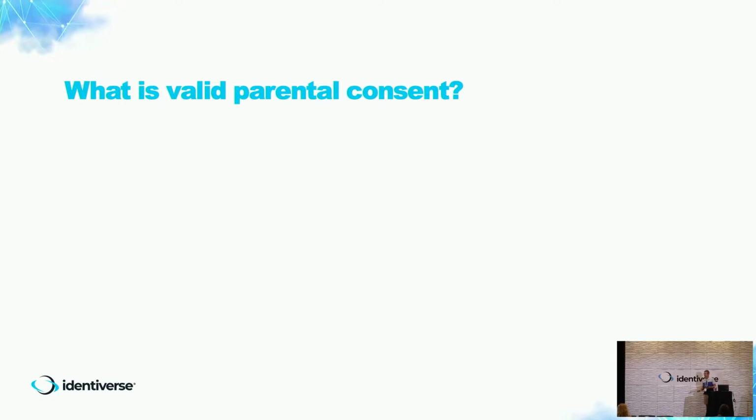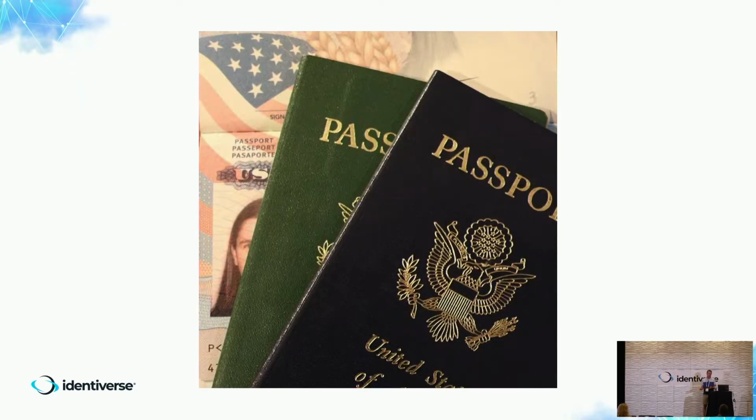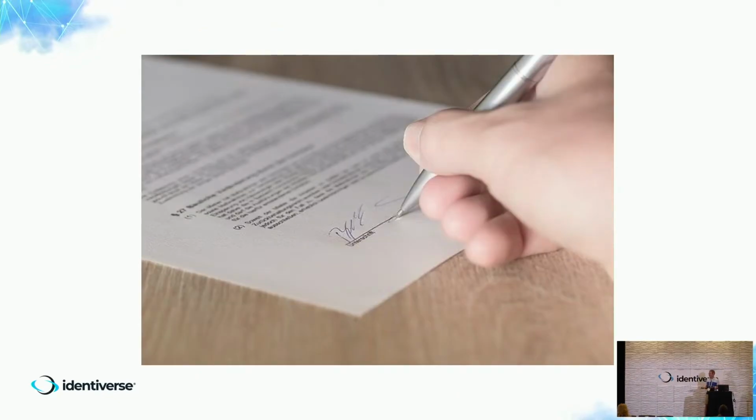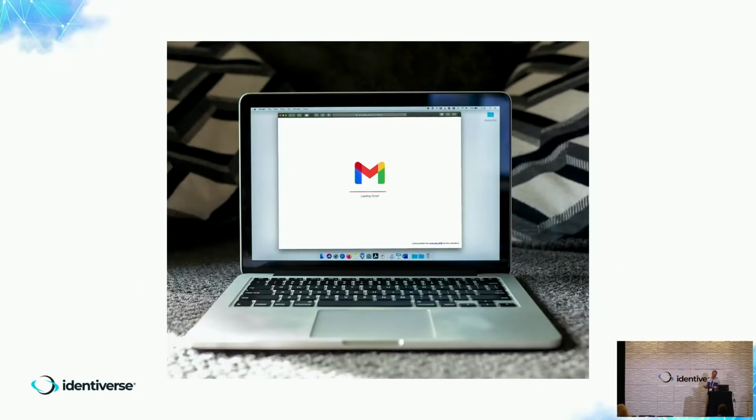What is valid parental consent? Well, the FTC has done a pretty good job of outlining some specific activities that you can take to get parental consent. It can range from things that are kind of old school, like actually comparing a government ID to the person who's offering the consent, or signing a permission slip, which, still, I've signed permission slips recently. So still around. The one that's probably most applicable from a digital identity standpoint is called Email Plus.